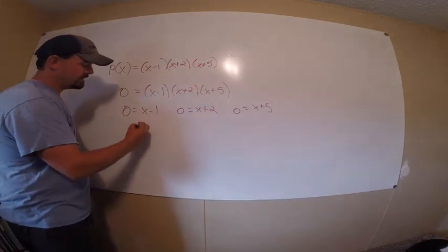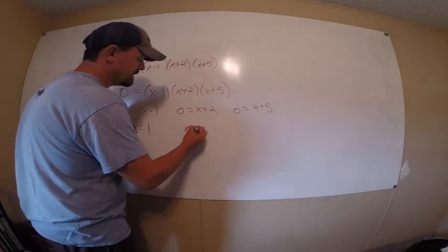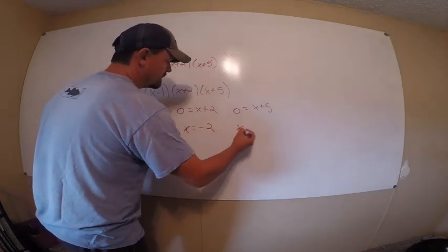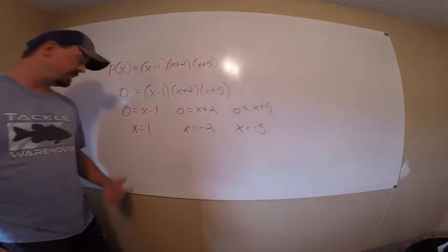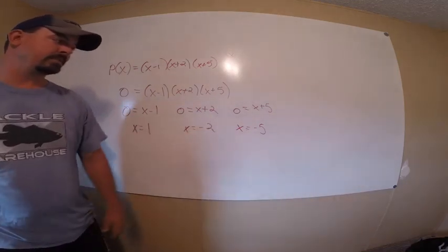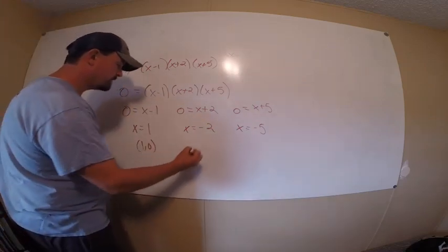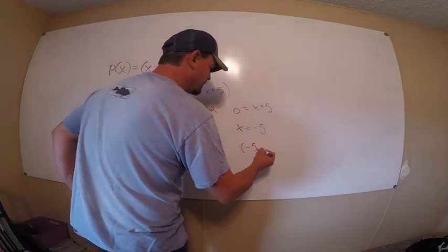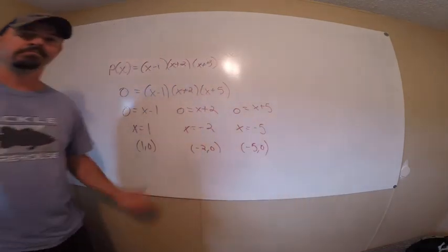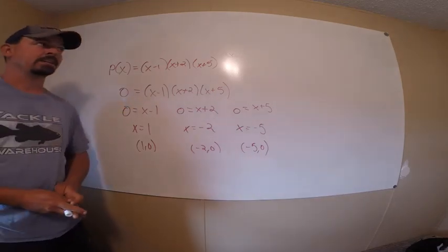If I solve here, looks like x equals 1. Here, x equals negative 2. And here, x equals negative 5. So the solution would be 1, negative 2, negative 5. If you wanted to write it as ordered pairs, (1, 0), (negative 2, 0), and (negative 5, 0). That's simple, and that will be the answer to all three, A, B, and C.